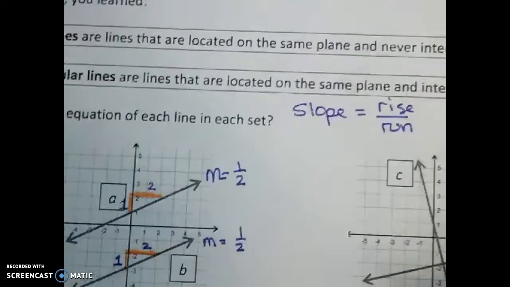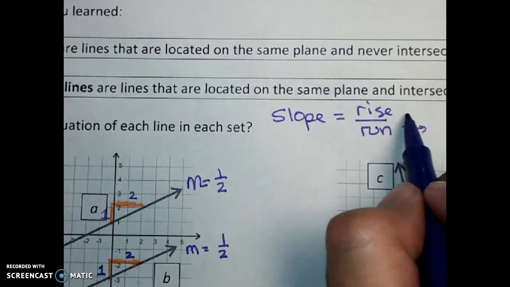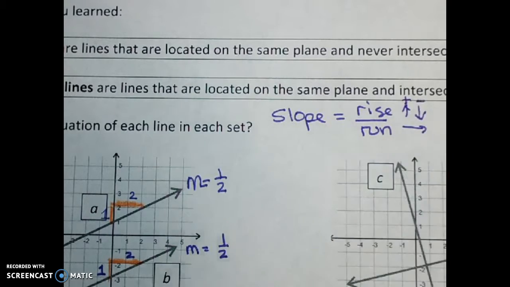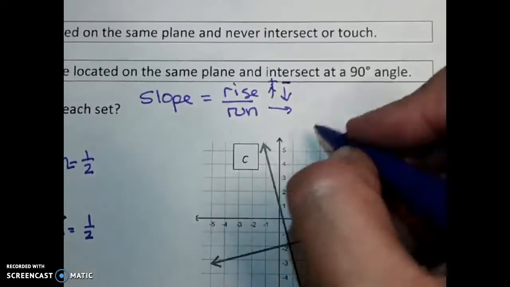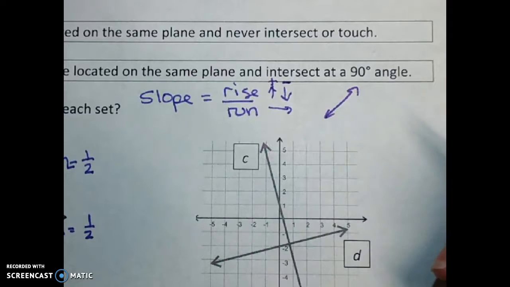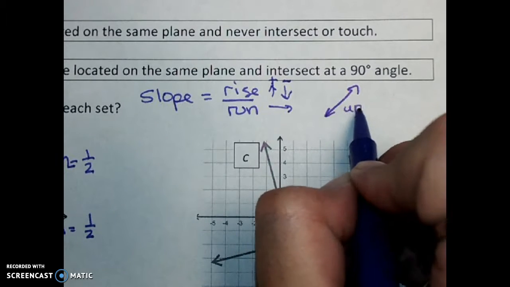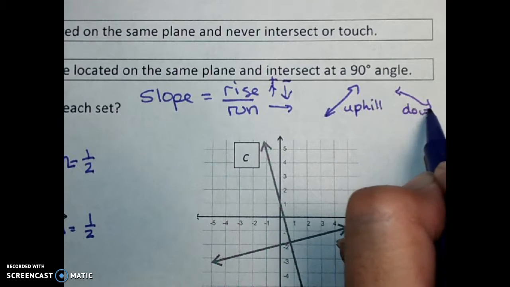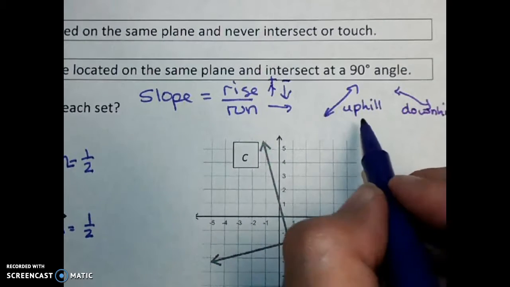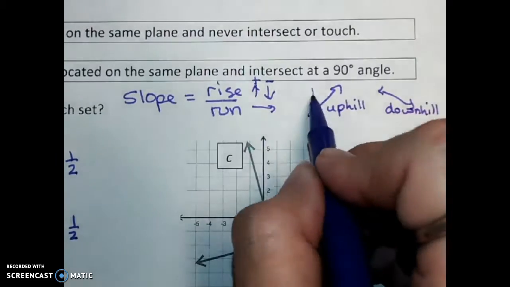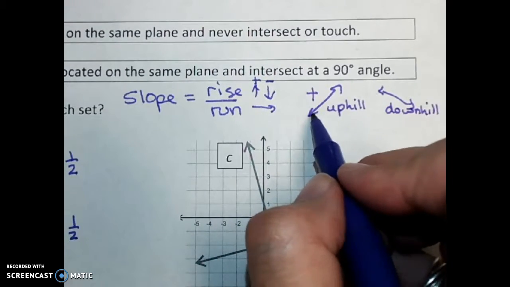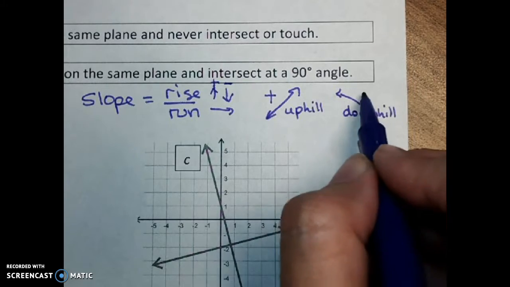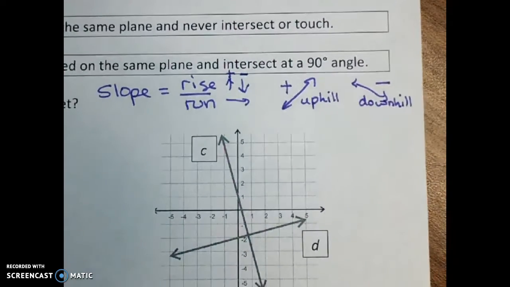I always run to the right. Then the rise can go up or down. If it goes up, it's positive, and if it goes down, it's negative. Another little hint is this line is an uphill line, and this line is a downhill line. Up, well, that's positive. That's a positive slope. If it looks like an uphill line, it's positive. If it looks like a downhill line, down is negative, so that's going to be a negative slope.